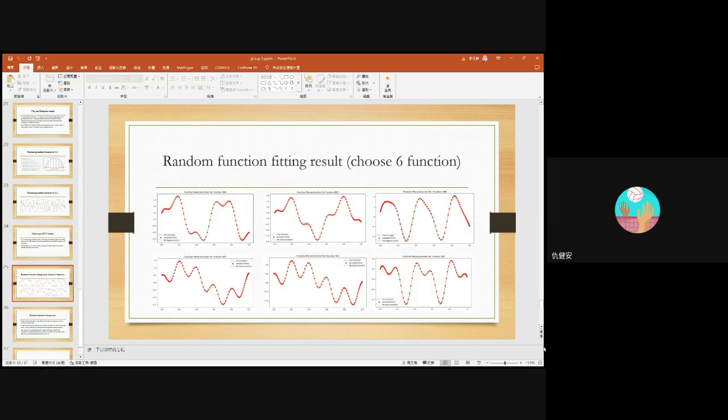So this slide presents the fitting results for 6 selected functions out of the 1,000 generated. The close match between the model's output and the ground truth confirms the high accuracy of our approach.